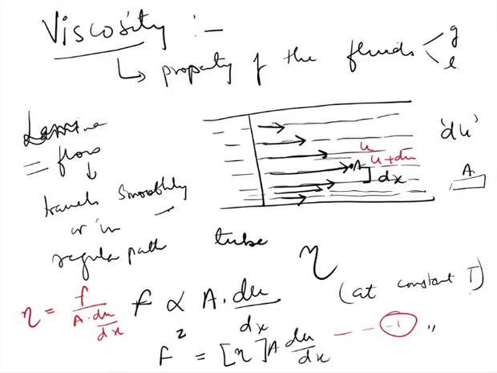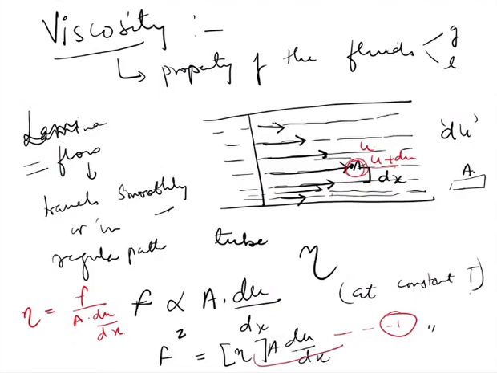So now there is a push being offered by the other layers. Now you want to maintain that same difference of velocity. You want to move with the same velocity. So you have to apply the force. This force is given by A du by dx, where the proportionality constant is the coefficient of viscosity. Now I want to define the coefficient of viscosity with equation number 1. So how will I do that?